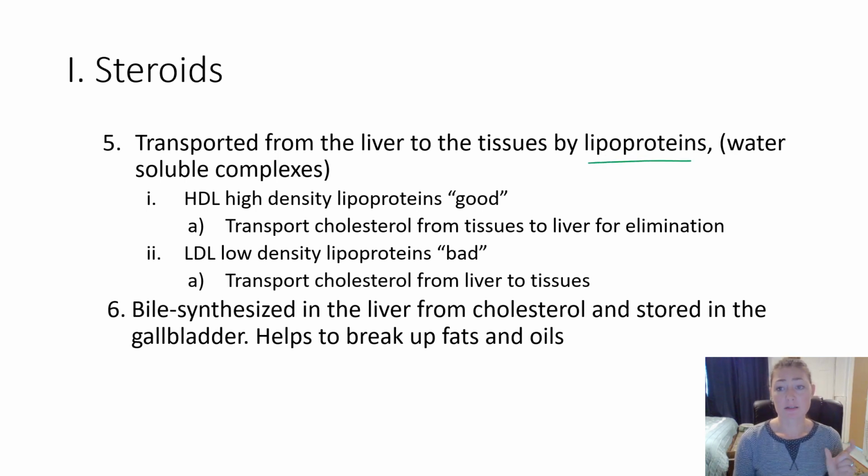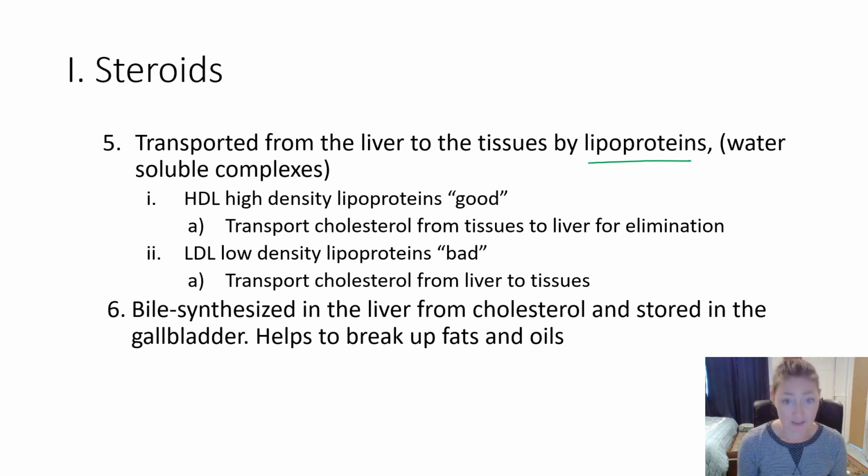Lipoproteins are exactly what they sound like. They're lipids and they're proteins, and they are water-soluble complexes, and they have a hydrophobic interior that your cholesterol can sit in as it travels through your bloodstream, which has water in it. There are 2 types of lipoproteins. There are high-density lipoproteins, HDLs, and there are low-density lipoproteins, or LDLs.